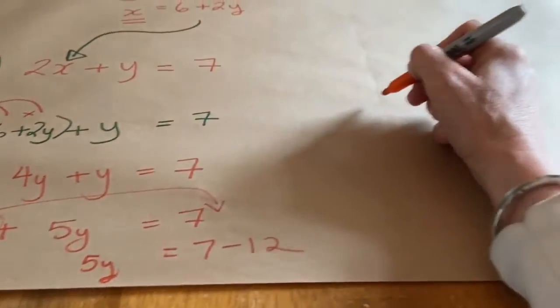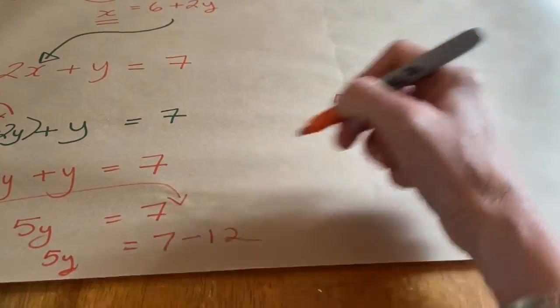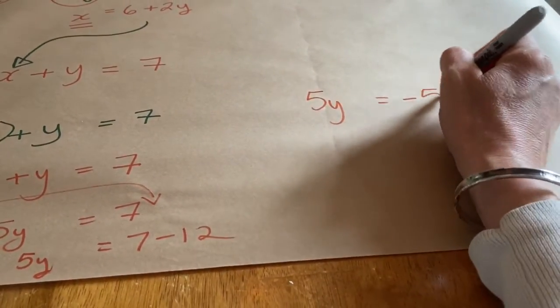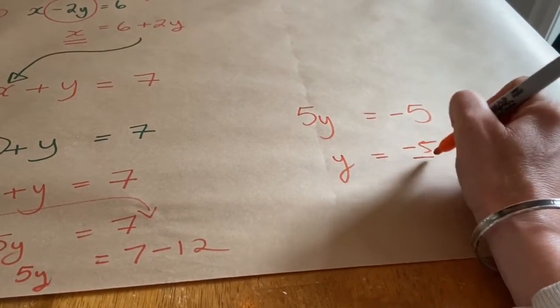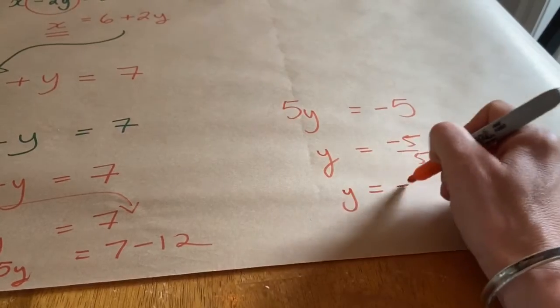I'm going to move over to my page. 5y is equal to 7 minus 12, which is minus 5. Y is equal to negative 5 divided by 5, y is equal to negative 1.